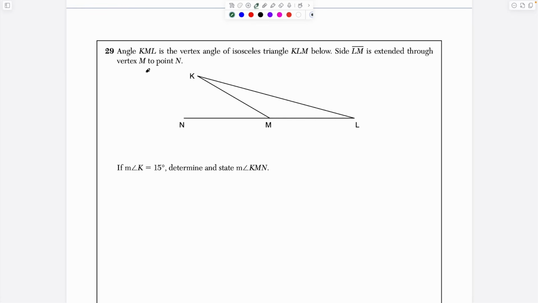Question 29, angle KML is the vertex angle of isosceles triangle KLM below. Side LM is extended through vertex M to point N. If the measure of angle K equals 15 degrees, determine and state the measure of angle KMN. So for this one here, the first theorem that jumps into mind is the exterior angles theorem.